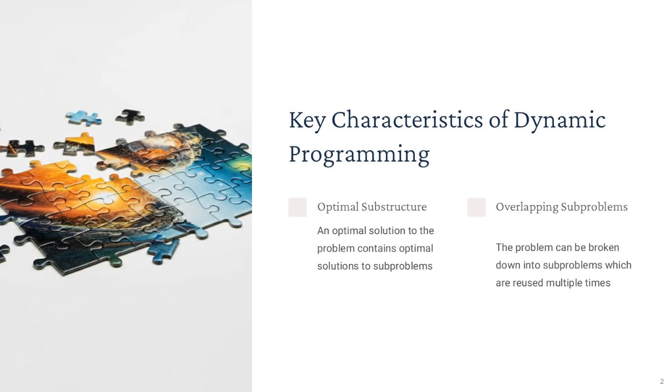Overlapping subproblems occur when a problem is divided into smaller subproblems that are solved multiple times. Dynamic programming addresses this by storing the results of subproblems in a table, allowing future computations to reuse these results without recalculating them. This reduces the computational effort significantly, making dynamic programming much more efficient than a naive recursive approach.